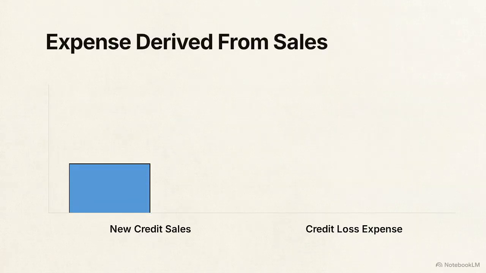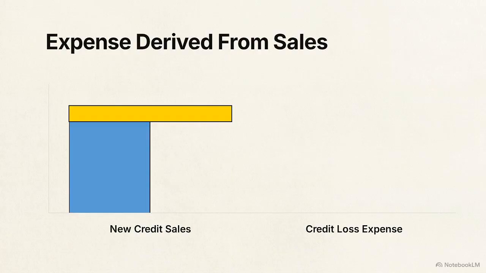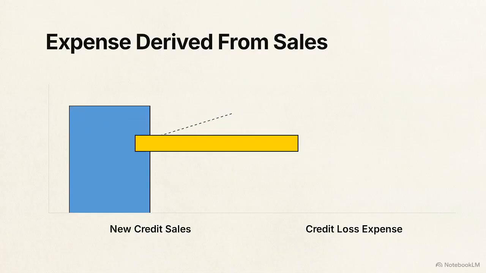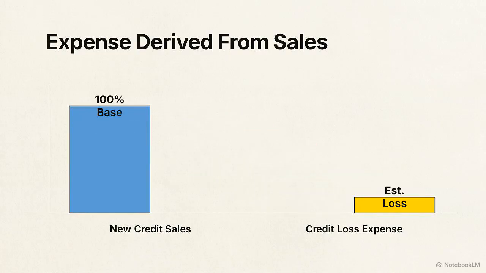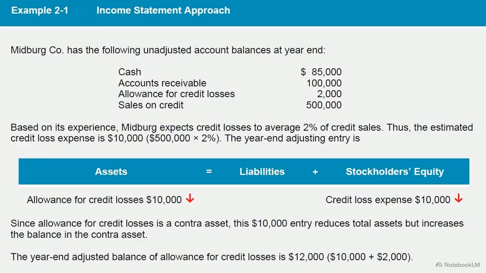The income statement approach, or percentage of sales method, focuses entirely on the journey. It directly calculates the current period's credit loss expense based strictly on the volume of new credit sales. Looking at the Nidberg Company data in this example, management expects credit losses to average 2% of credit sales. With $500,000 in credit sales, the estimated credit loss expense is exactly $10,000.